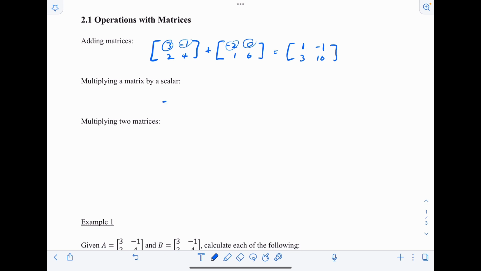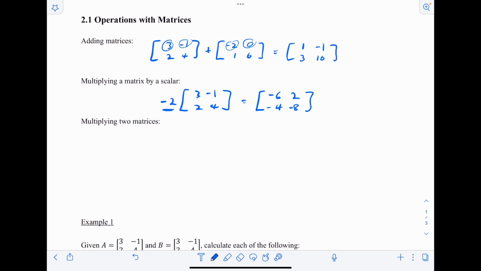Multiplying by a scalar, very similar idea. We'll actually use the first matrix that we have there, the 3, -1, 2, 4. And to multiply by a scalar, in this case -2, we're just going to multiply all of the entries by -2. So our resulting matrix is -6, +2, -4, and -8.